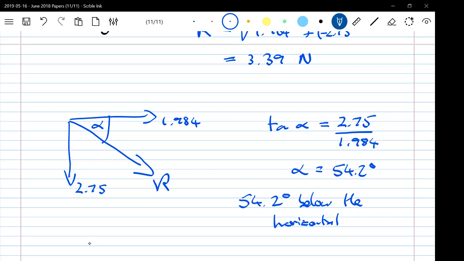You need to make some reference as to where that force was coming from. You could talk about it being 35.8 degrees from the P force, or something like that. Kevin's about to argue that he has all the marks for that. There we go.